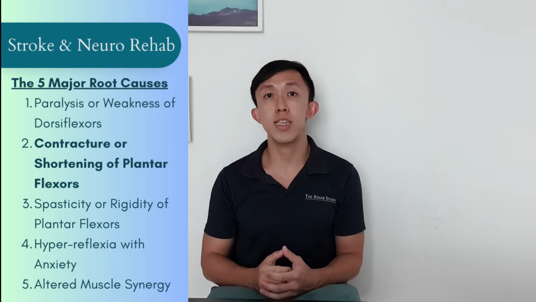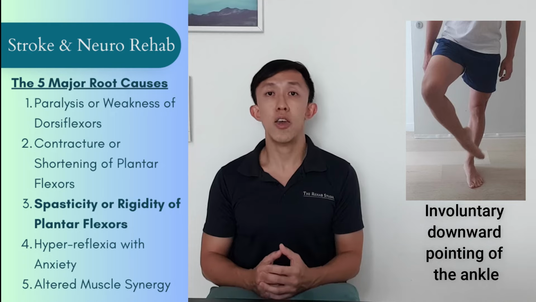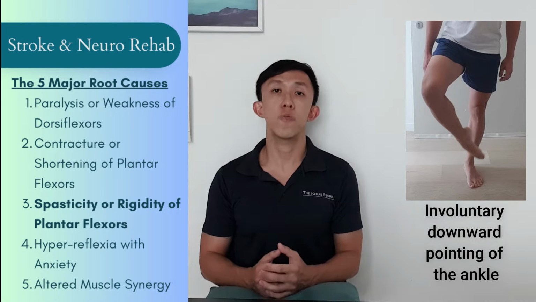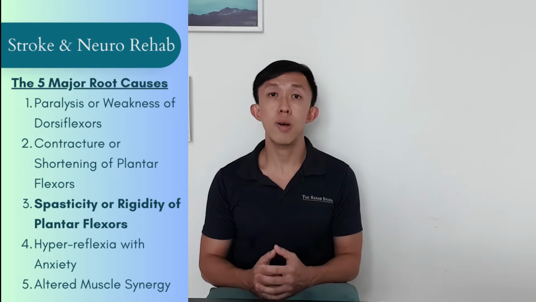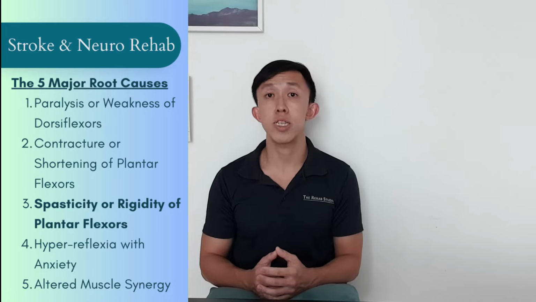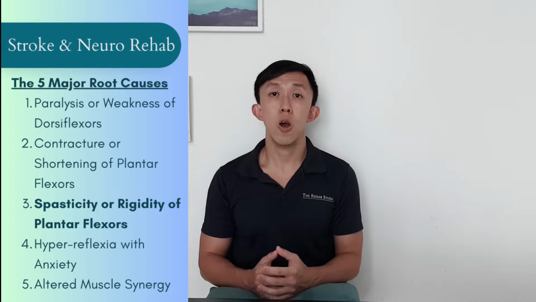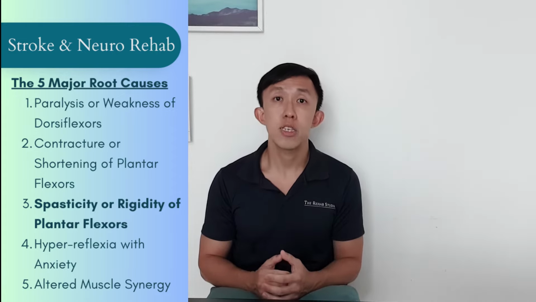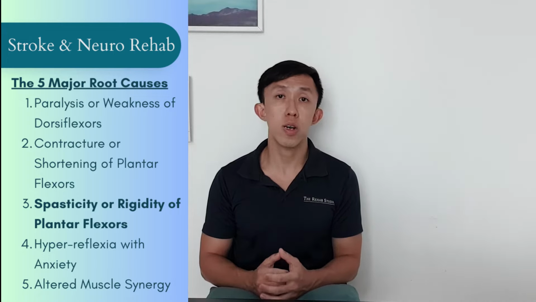Moving on to rigidity and spasticity. Rigidity and spasticity are involuntary muscle contractions that interfere with movement. Rigidity is commonly seen among patients with neurodegenerative disease, for example, Parkinson's disease or multiple system atrophy. On the other hand, spasticity is commonly seen in patients with stroke or spinal cord injury.